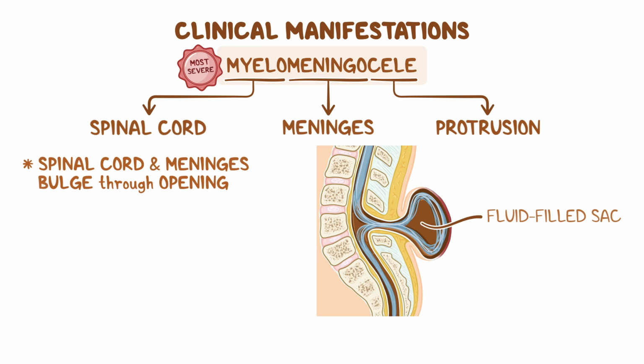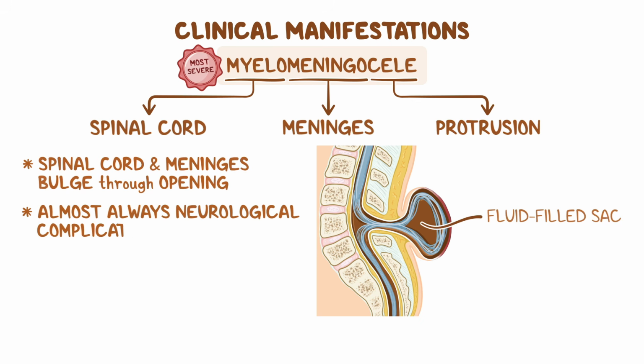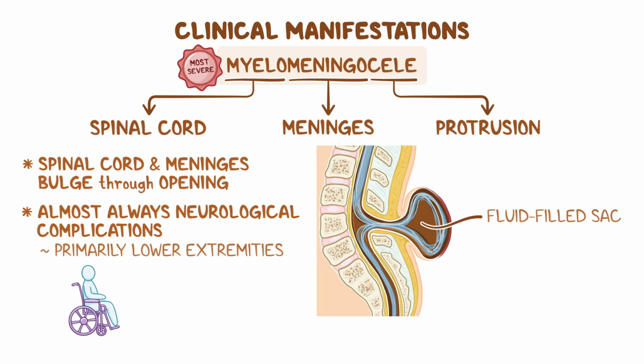Because the spinal cord is no longer in its position, there are almost always neurological complications. Damage primarily affects the lower extremities, causing weakness, paralysis, and loss of sensation, which could be associated with bowel and bladder incontinence.